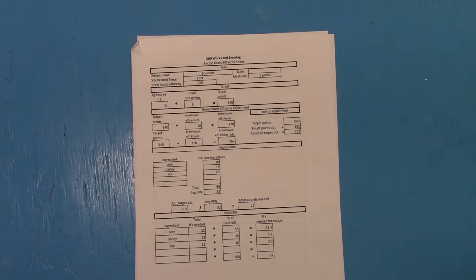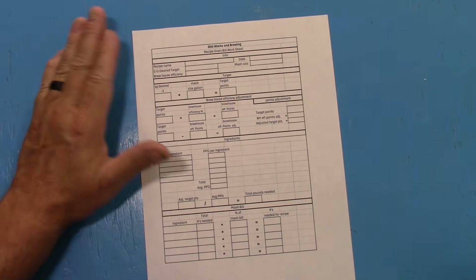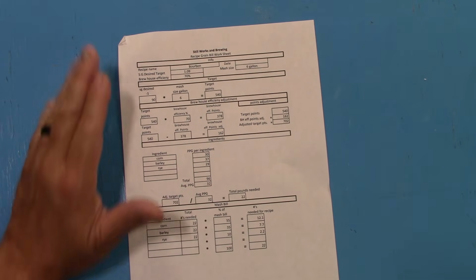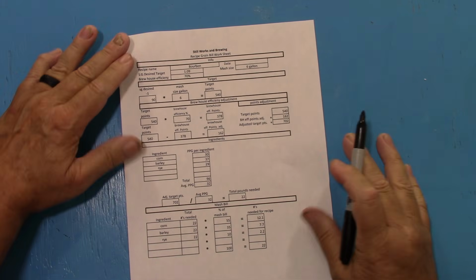Because look, the big guys use thousands of pounds, and we're using, like in this example of a bourbon right here, 22 pounds. So there's a big difference. All right, let me get set up, and then we're going to go over this worksheet. Okay, so this is the grain bill worksheet. There's one that's blank, and here's one that's filled out, and I'm going to scribble all over it. Okay, so let's get started.